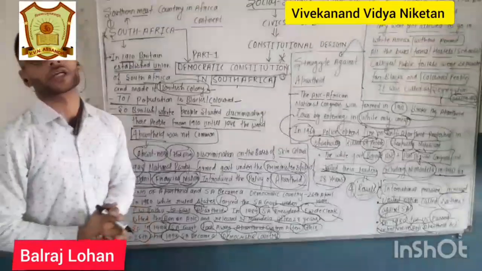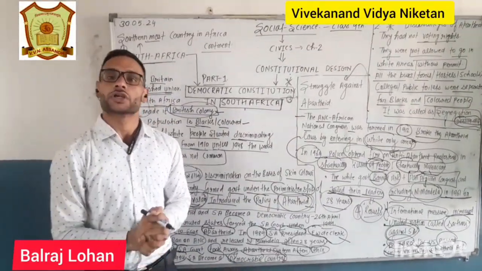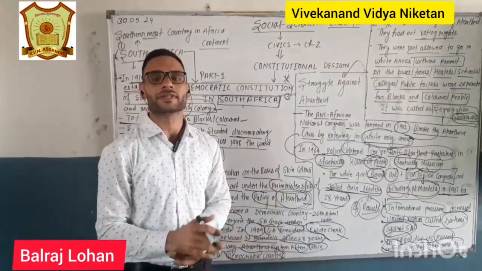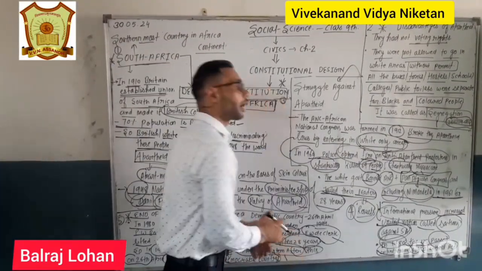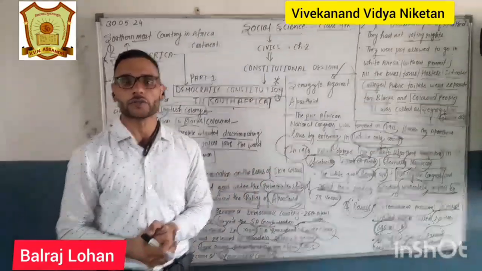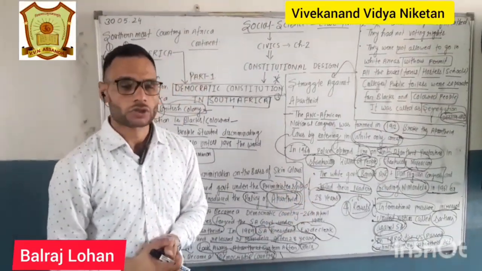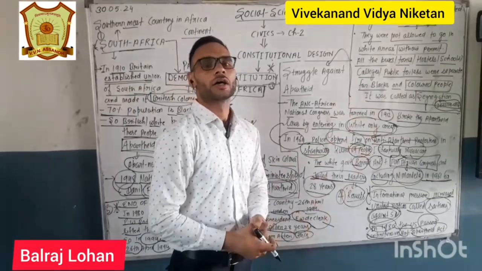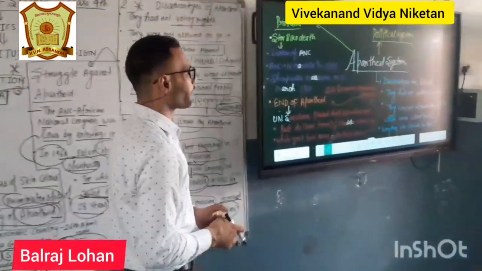As we know, every democratic country must have a constitution. So in the next class we will study how the most undemocratic country turned into a democratic country. Now let's move forward to reading the mind map of the apartheid system.